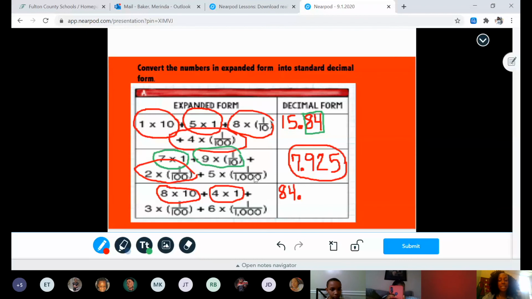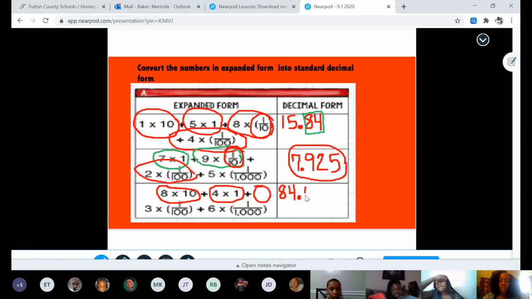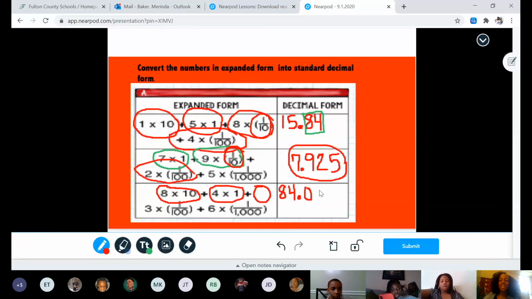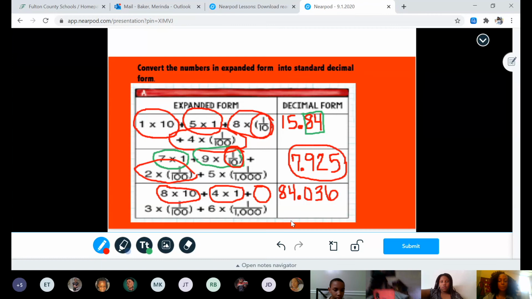Yes, so everybody pay attention to this. They skipped 1/10. Notice how in our first two problems, they had 1/10. But in this last one, it was nothing there. There was no 1/10. So you had to replace that with a 0. Y'all told y'all was a trick in there. And then next we have 300s and 6,000s. Eric, how would you read that number all together? 84 and 36 thousandths. Yes, very good. So if you missed that, pay attention to the trick.